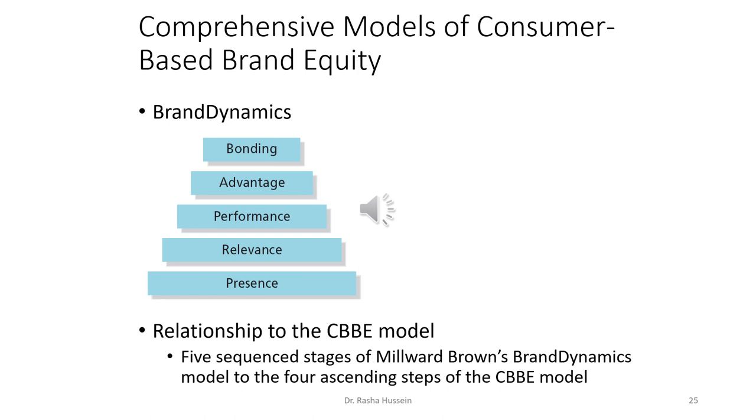The graphical model goes in an ascending order, commencing with presence all the way to bonding. The model highlights the emotional and functional strengths of relationship consumers have with a brand. Basically, the 5 levels of the model in ascending order are presence, relevance, performance, advantage, and bonding. Consumers are placed into one of the 5 levels depending on their brand responses.